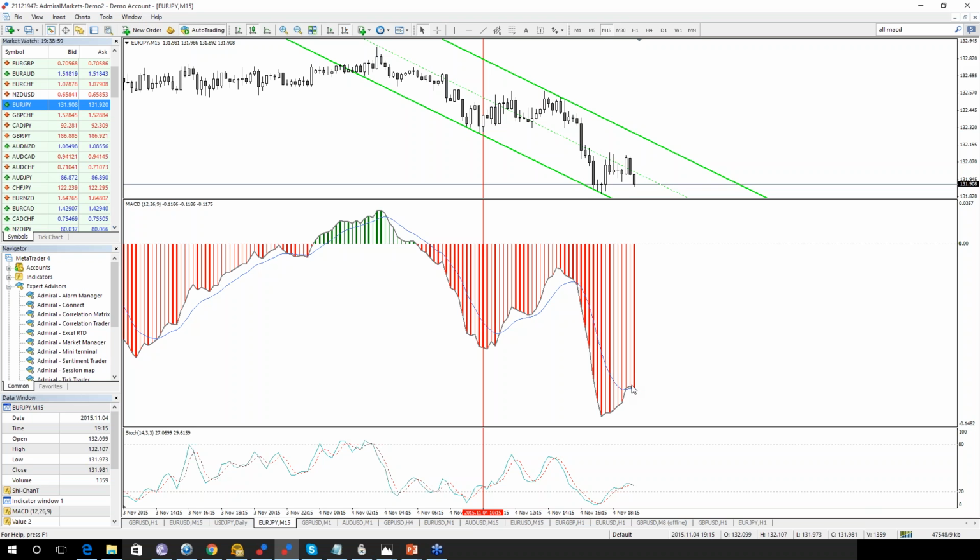The cross of this line, then rejection, and either stochastic from 80 to below, or thick histogram, thin histogram to become thick, so you make an entry. Okay, you can try that indeed.